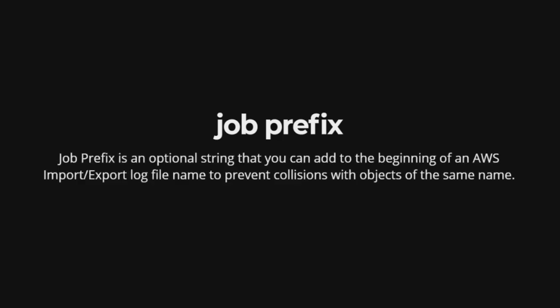Job prefix. Job prefix is an optional string that you can add to the beginning of an AWS Import/Export log file name to prevent collisions with objects of the same name.